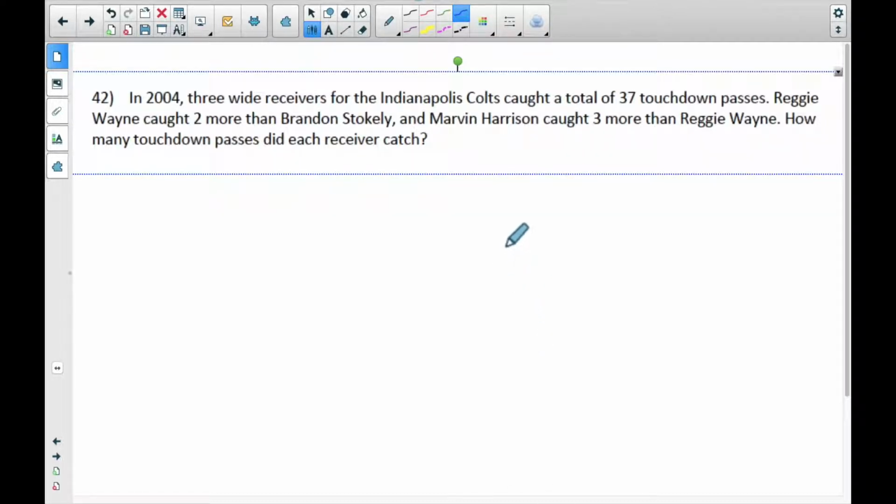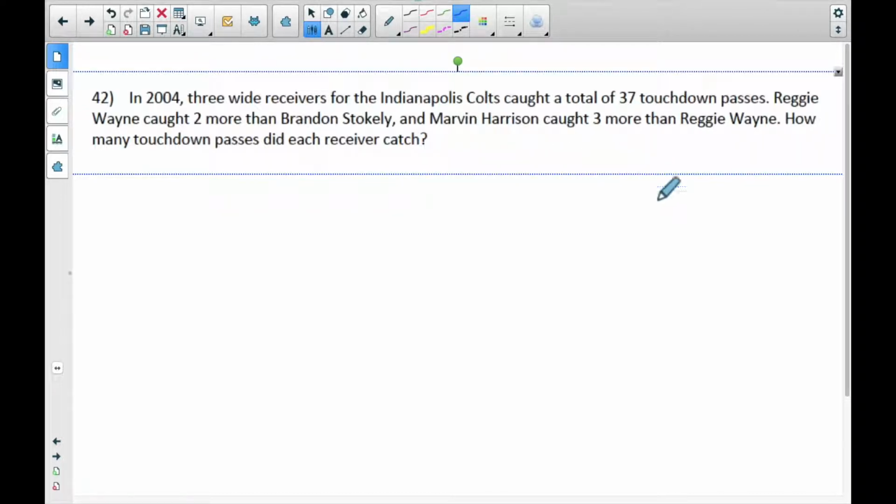In 2004, 3 wide receivers for the Indianapolis Colts caught a total of 37 touchdown passes. Reggie Wayne caught 2 more than Brandon Stokely. Marvin Harrison caught 3 more than Reggie Wayne. How many touchdown passes did each receiver catch? Going with what I said a minute ago, the last part asks what we need to find, and we actually need to find all of them.